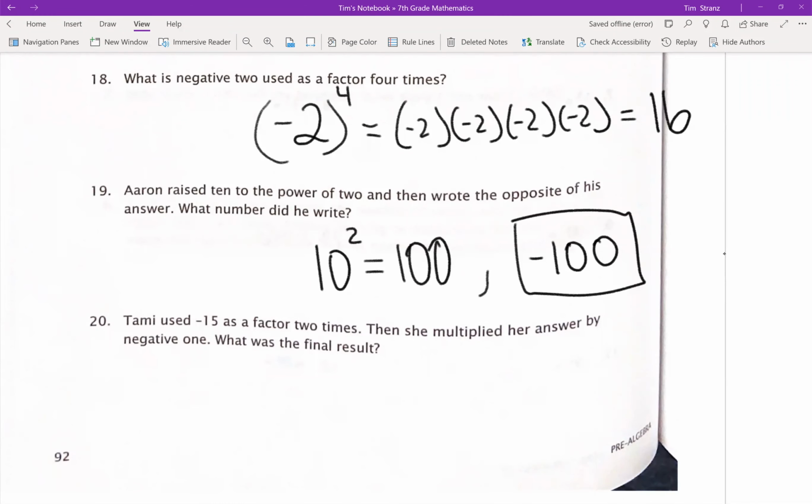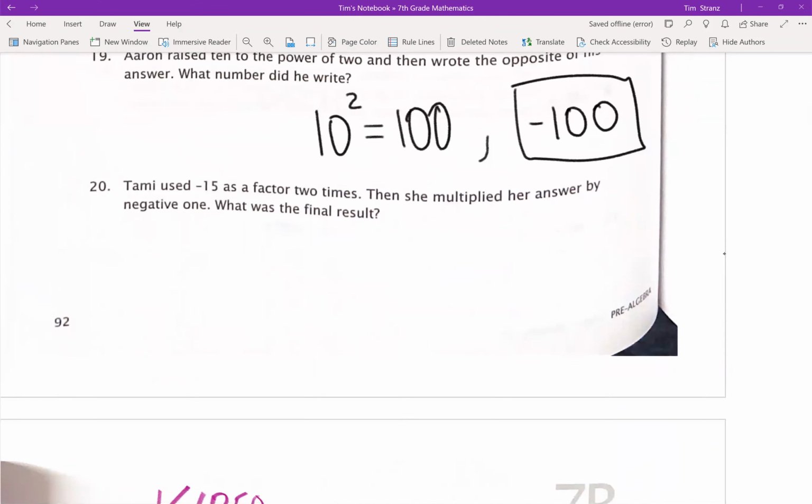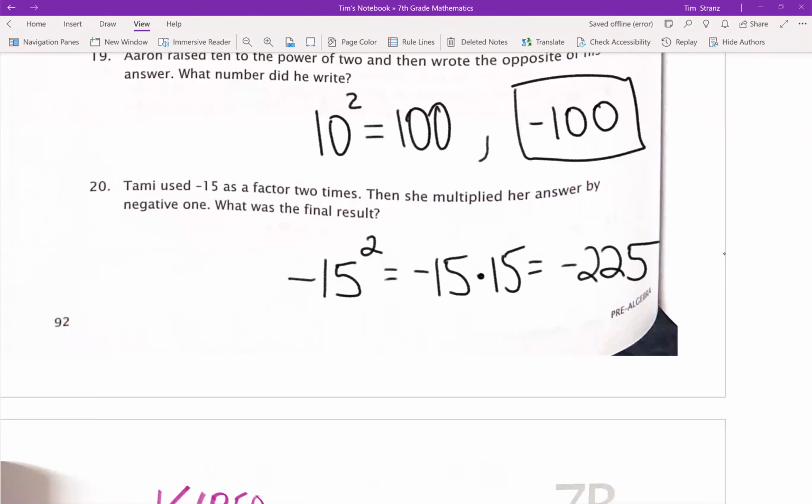And then last one, Tammy used negative 15 as a factor 2 times. Then she multiplied her answer by negative 1. What was the final result? Well, again, they don't really tell you if this negative 15 needs to be in parentheses or if it doesn't. So this time, let's pretend it's not in parentheses. Okay, so that would mean it's negative 15 times a positive 15, which would give us a negative 225. And then she multiplied her answer by negative 1, which would turn it into a positive 225.